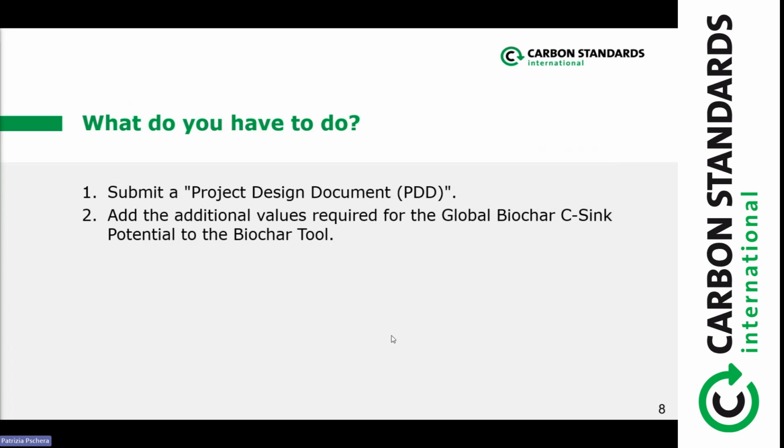What you need to do is to submit a PDD, the project design document. That's something that will be explained in a few slides in more detail. And you need to fill the additional values required for the Global Biochar C Sink potential in the biochar tool. That's the case because we need a couple more data for the Global Biochar C Sink certificate than we needed for the EBC C Sink.